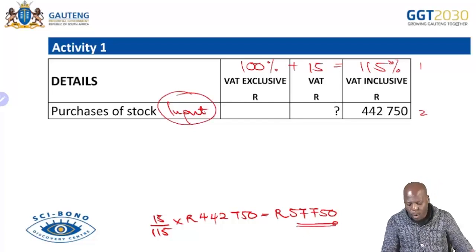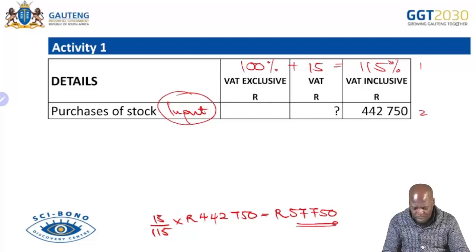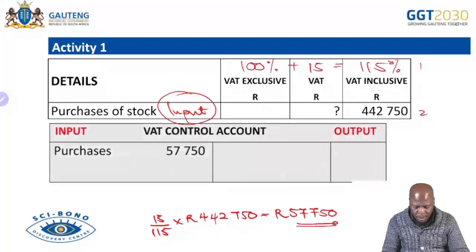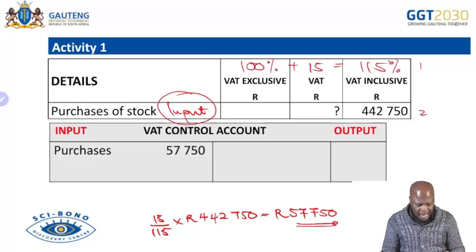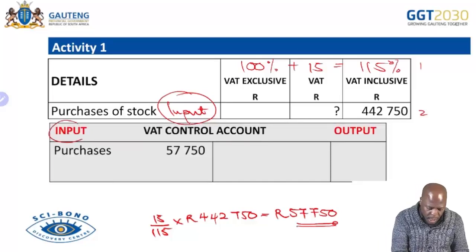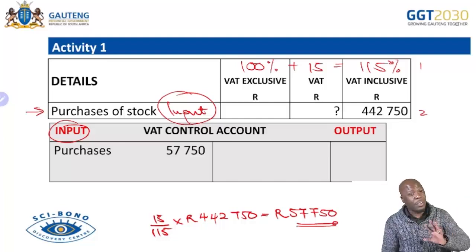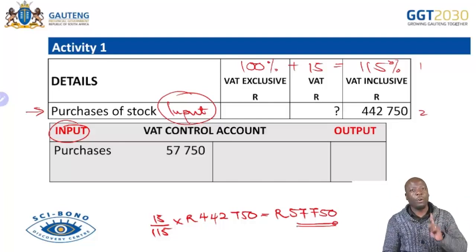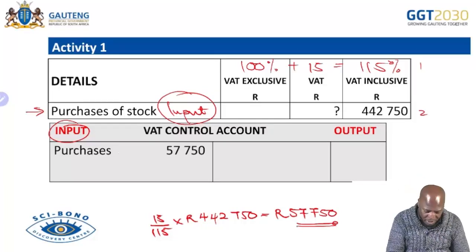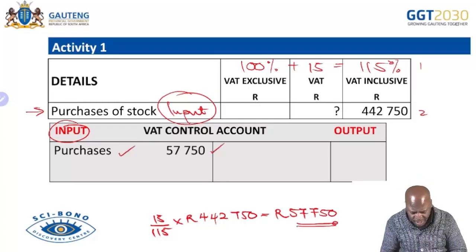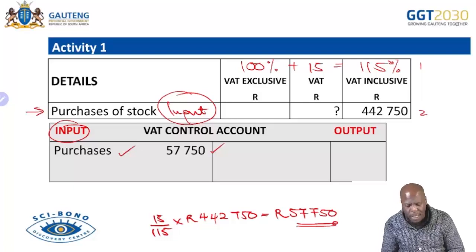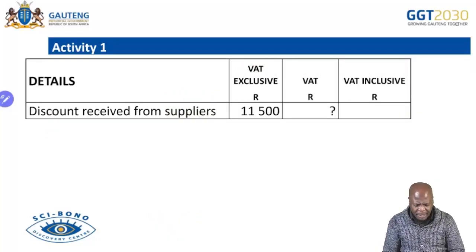So let's see, when it's neatly written, how should it appear in our VAT control account? There it goes. In my VAT control account, remember, it is to come to the input. Why input? These are purchases. Purchases, goods are coming in. Follow the goods. Never follow the money. Follow the goods. So we're going to come to our purchases, and then it's 57,750. Simple as that.